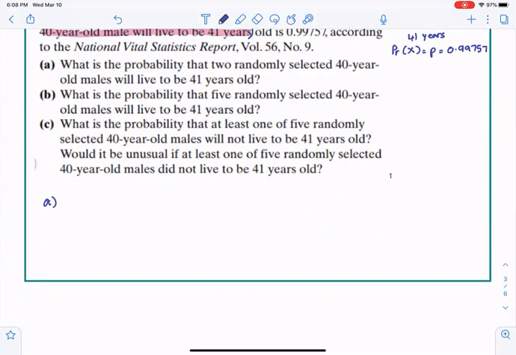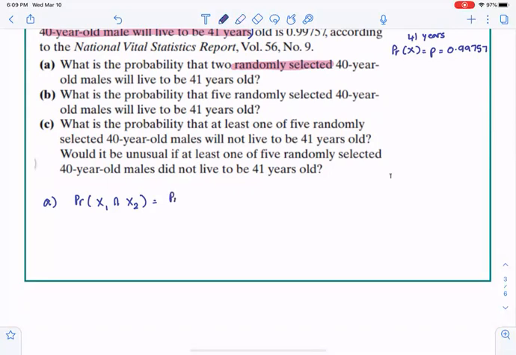41 years old. So we want to find the probability that the first person, I'll call X1, and the second person, both of them live to be 41 years old. So first person is X1, second person is X2. Note that both of them are independent of each other, and we can recognize that by looking at the phrase randomly selected. If two people are randomly selected, the chances that they are related in some way is very, very small. So they are independent.